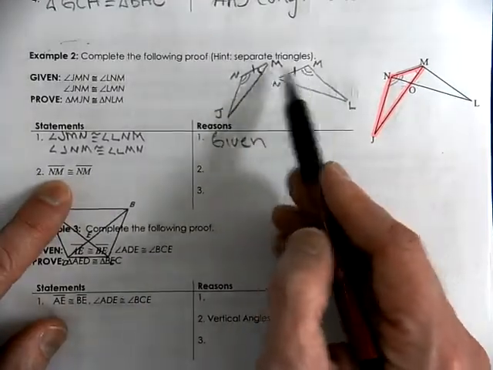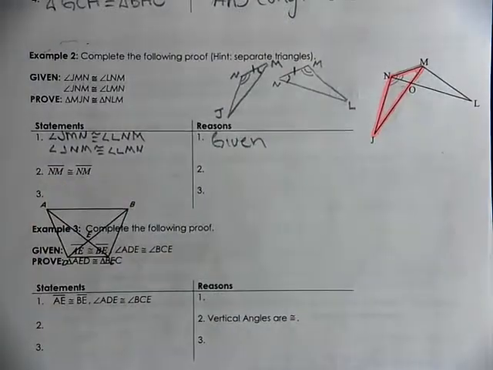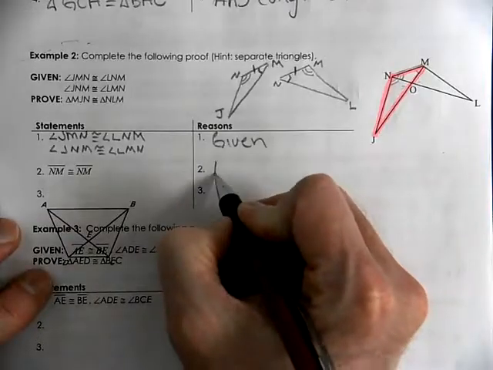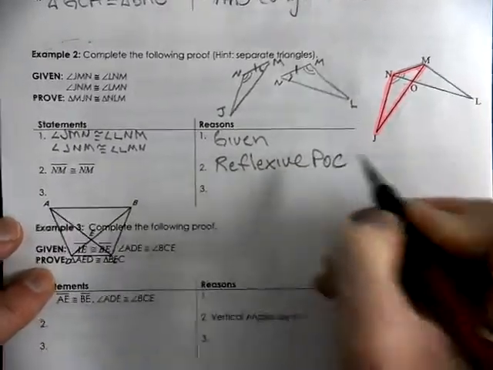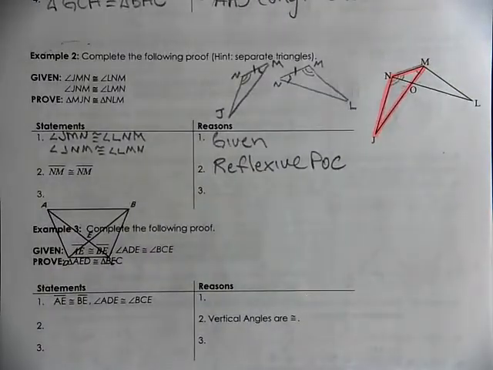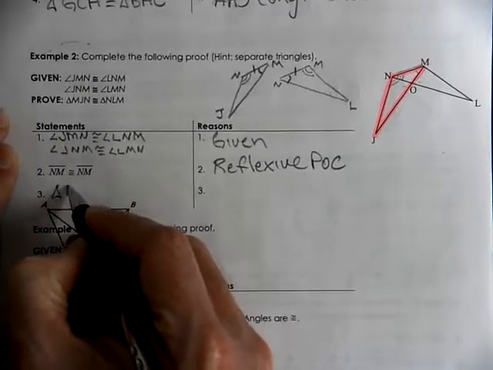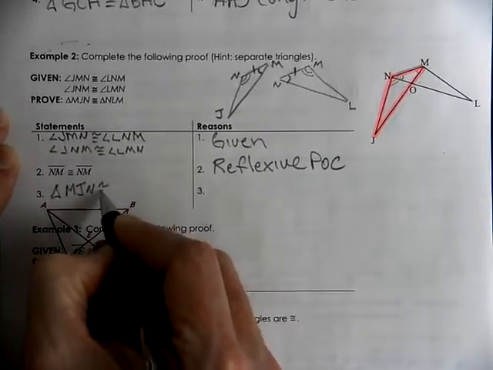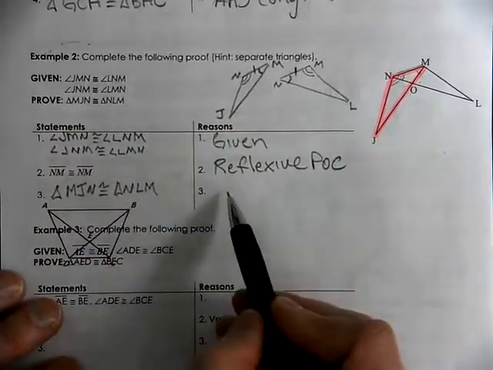Then we talked about this additional side, the side that was the same in our figure. What do we call it when it's the same shared piece? Reflexive. Reflexive property of congruence, POC, property of congruence. Then we're going to end with our congruent triangles. And we need to give a reason.